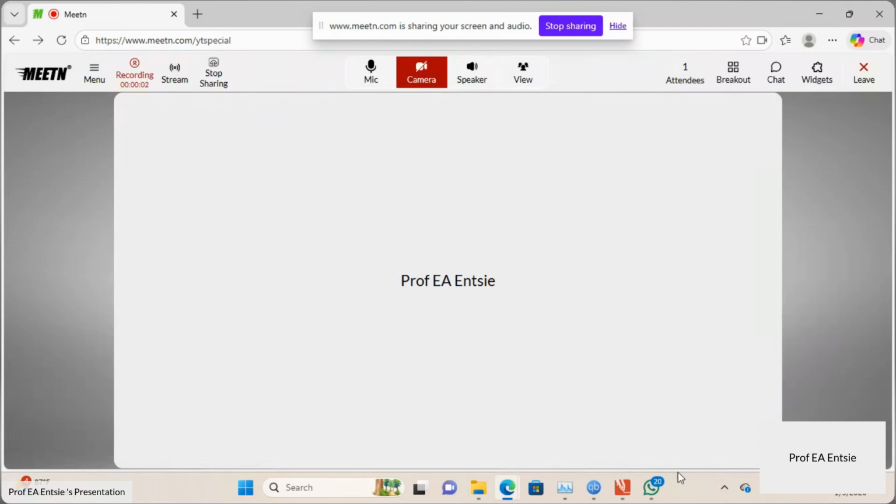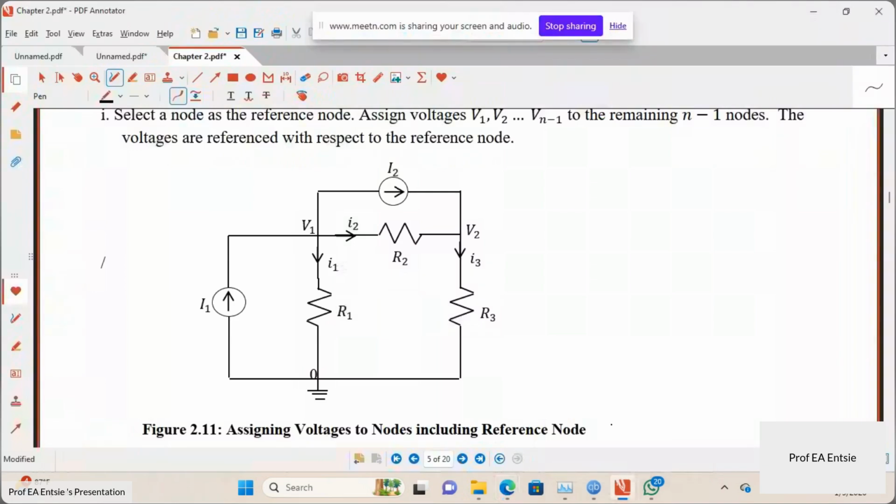All right, so let's look at our next method, which features nodal analysis. In nodal analysis, you should choose what we call a reference node. A reference node means it's a node with which we'll be taking all our voltages with respect to.